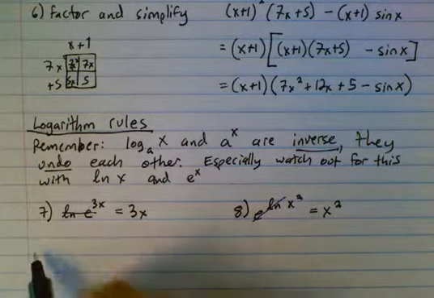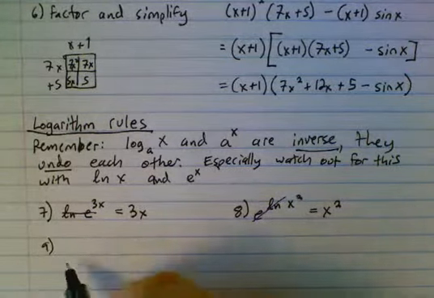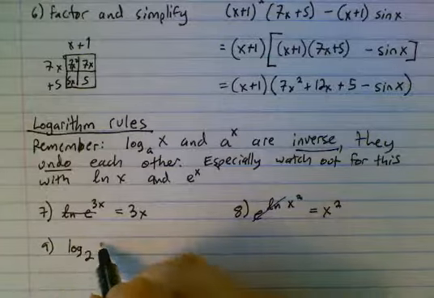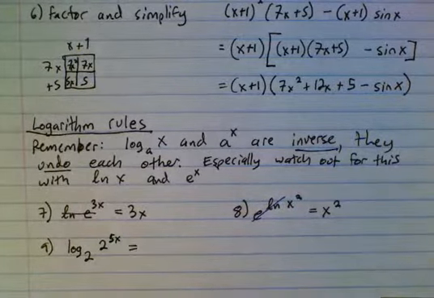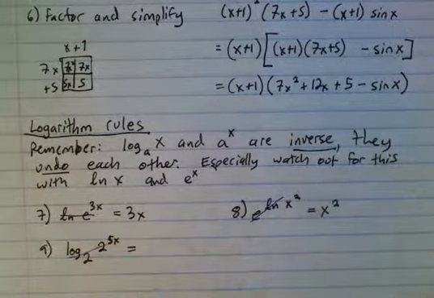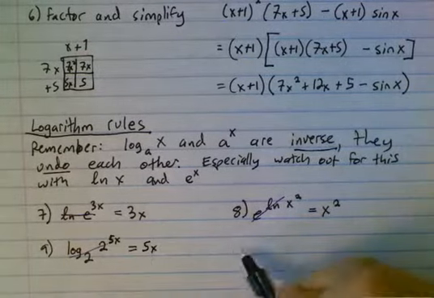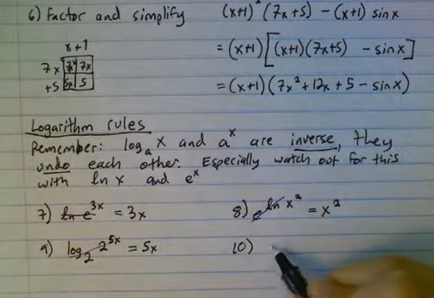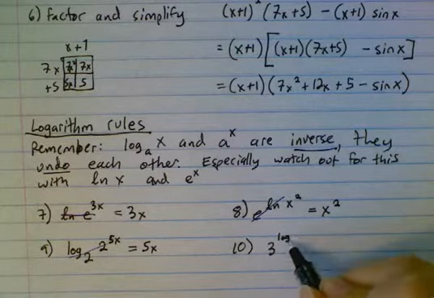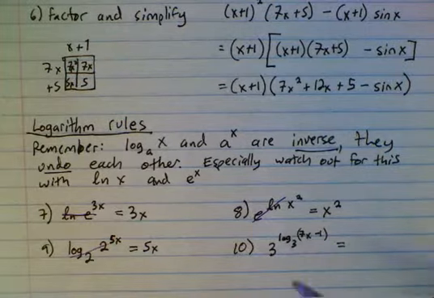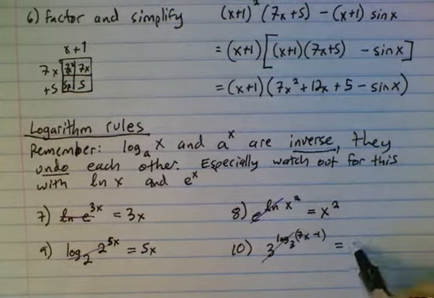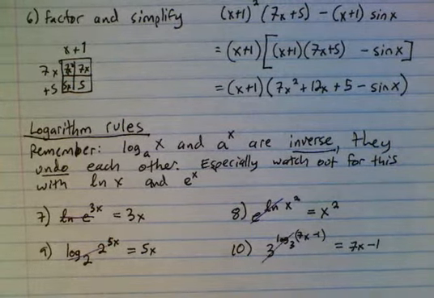It also works if we just have a logarithm with a different base. So let's say we had log base 2 of 2 to the 5x. Those undo each other, that's just 5x. Say we had 3 to the log base 3 of 7x minus 1. 3 and log base 3 undo each other, that's just 7x minus 1.